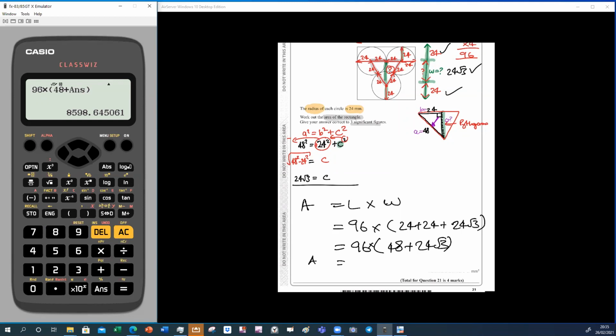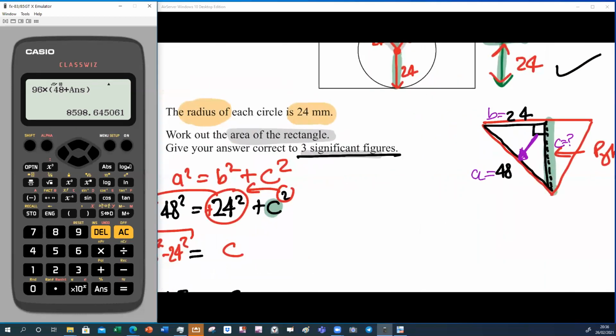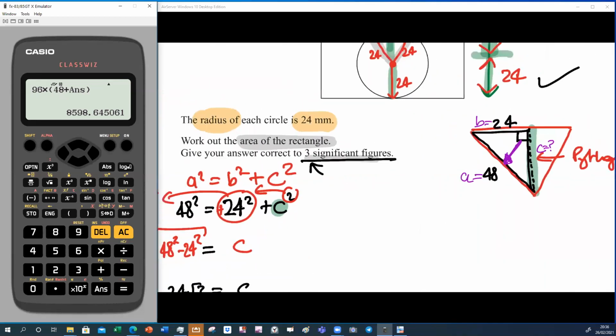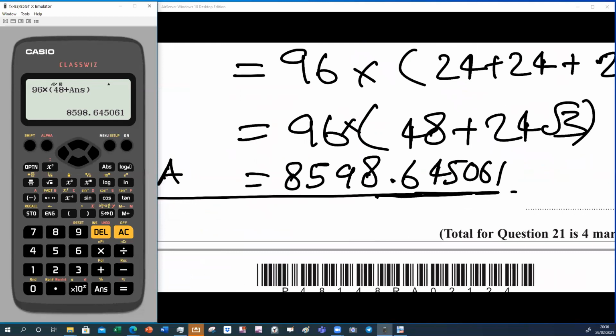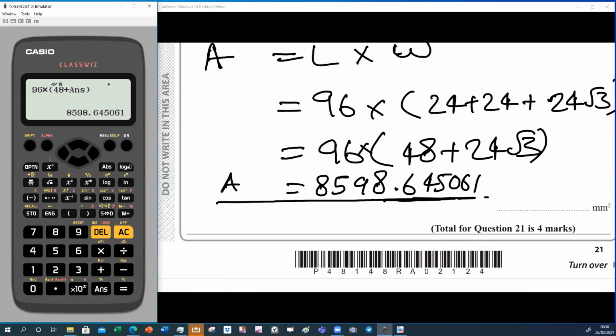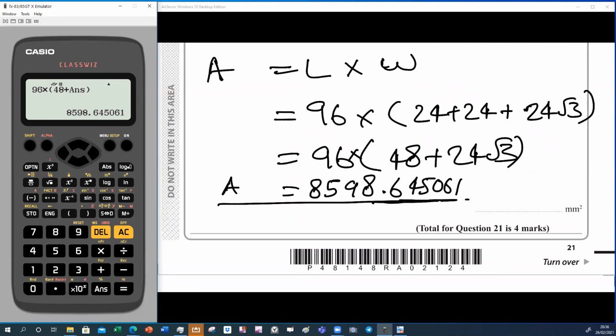So the area is equal to 8,598.64506. I'm just writing the calculator display for the moment. So we go back to the question for guidance on how they want us to give the answer. The answer has to be given to 3 significant figures. Now this is the important part. Layla, how would you do 3 significant figures? Where do you start from? 8,000. Start from here: first, second, and third. So you stop here and look at the next number. What is the 8 telling you to do?